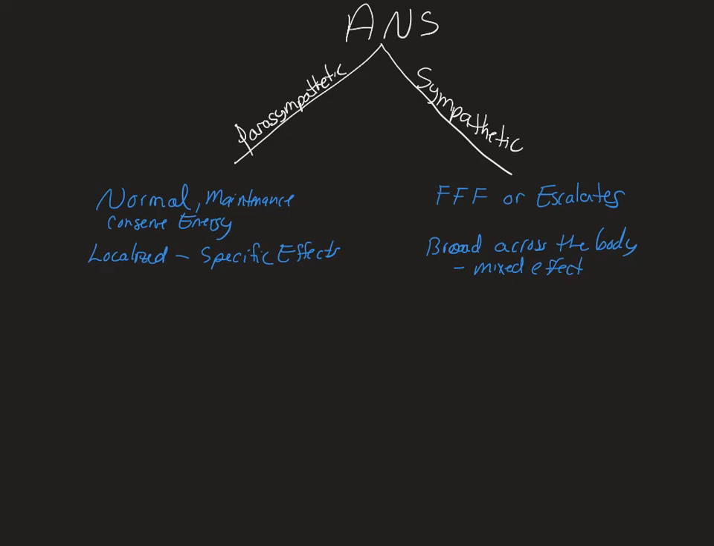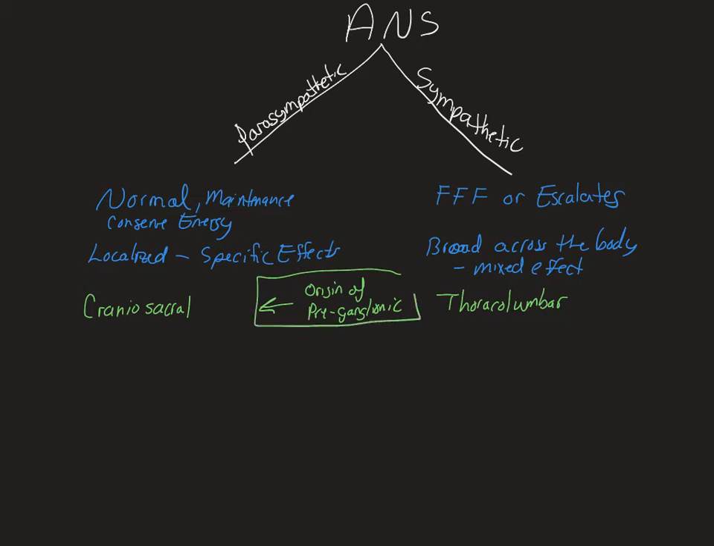All right, now another thing that I think about is the origin of the preganglionic neuron, okay? With the parasympathetic, it's going to be a craniosacral origin. So it's going to originate up on the brain or in the sacral region of your spinal cord. Whereas with sympathetic, it's going to have a thoracolumbar origin of your spinal cord. Okay? So that's another thing that you can compare and contrast.